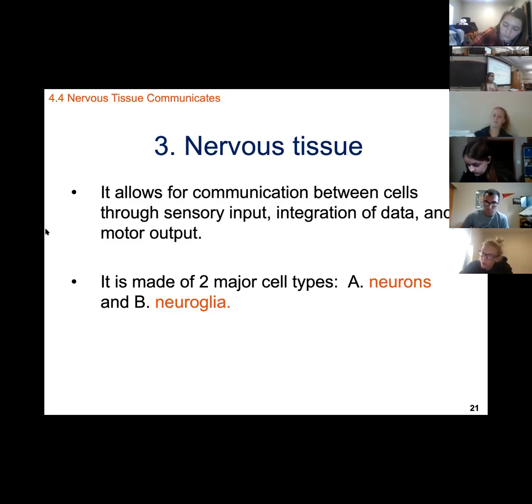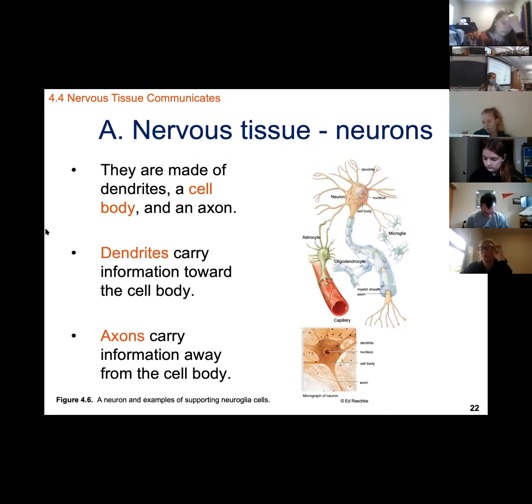Okay. So now we have two different types of nervous tissue. We have neurons and neuroglia. Okay, I like nervous tissue. I took neurobiology when I was in my undergrad. This is fun stuff. I like this stuff. It can be really cool.